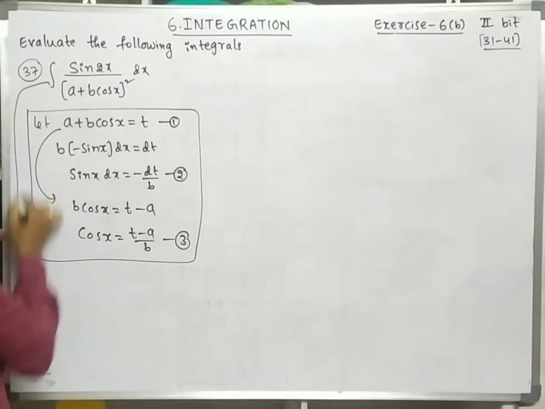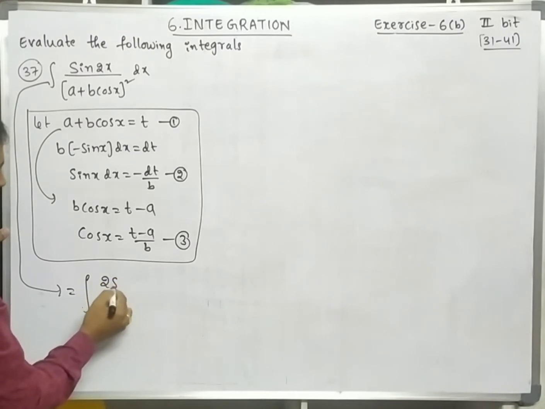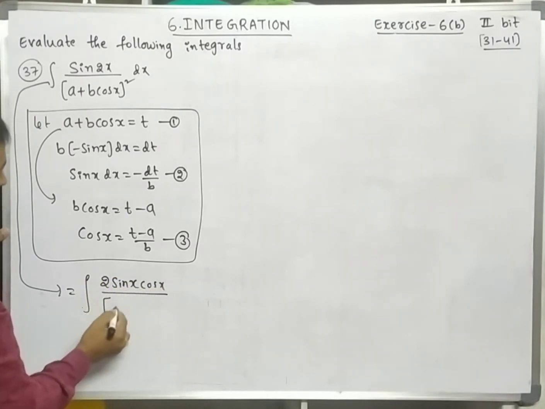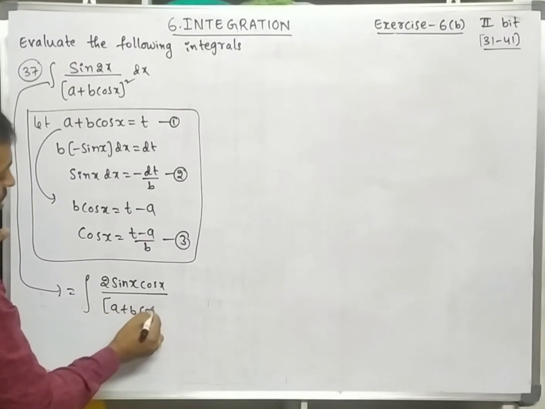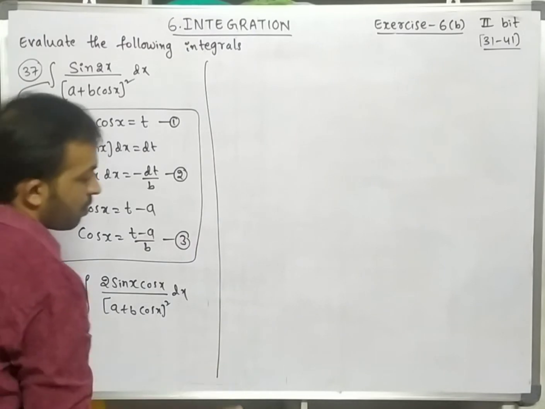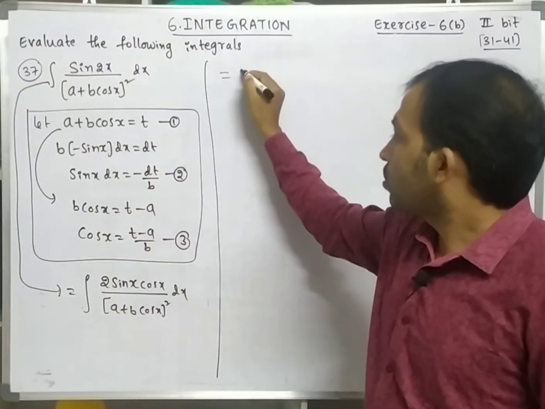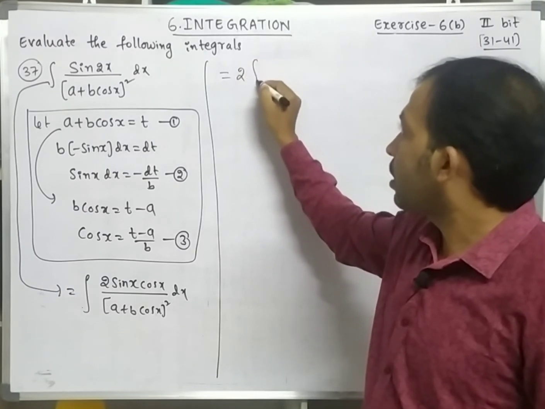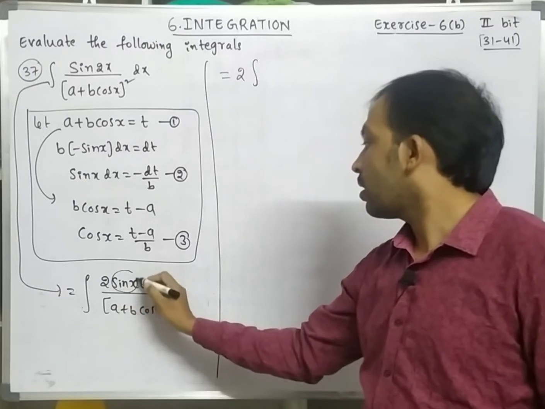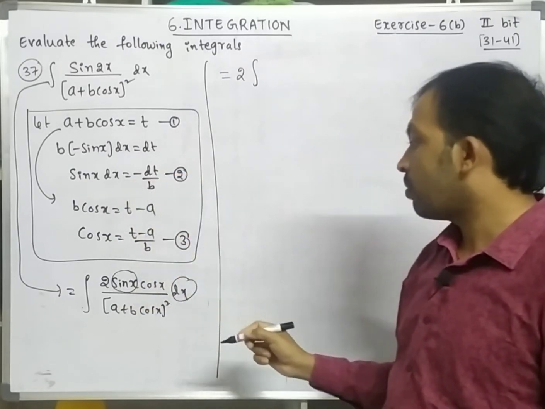Now from the question, sin 2x can be written as 2 sin x cos x by (a plus b cos x) whole square into dx. Now substitute a plus b cos x equal to t. This is 2, a constant independent of integration, right outside. This is sin x dx. The value of sin x dx is minus dt by b, right?